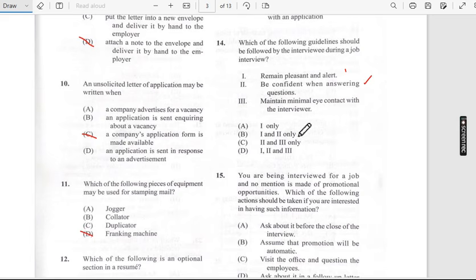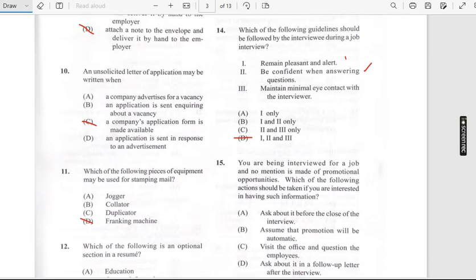This one is very tricky, but let me see. So be confident when answering, remain pleasant and alert. Yeah, this is right, alert is right. Be confident when answering questions. Alright, we'll go with all of them for now. Alright, guys, this one is very tricky, to be honest.